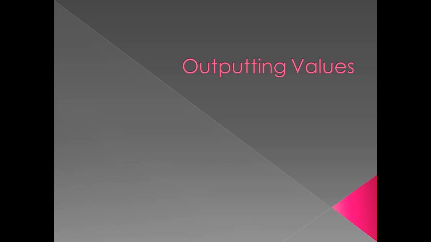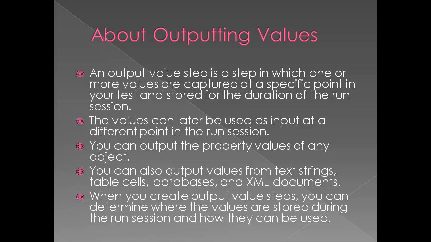Quick Test enables you to retrieve values in your test and store them in output value objects. You can subsequently retrieve these values and use them as input at a different stage in the run session. An output value step is a step in which one or more values are captured at a specific point in your test and stored for the duration of the run session. The values can later be used as input at a different point in the run session.